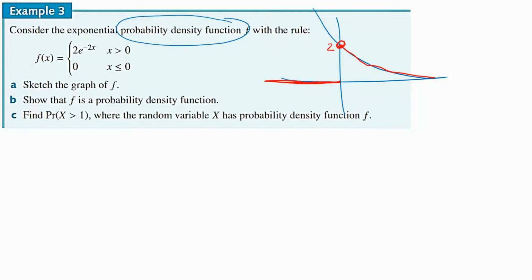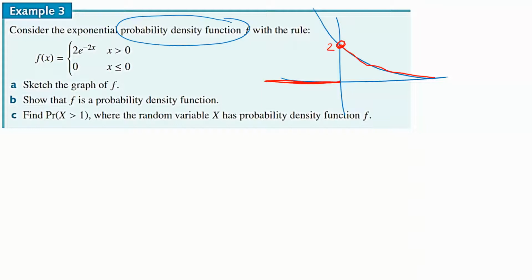And that's my graph so far. That's my hybrid graph. Okay, I've got an exponential with an asymptote at y equals 0. This is my graph. Now, the only way for this to be a probability density function, which is what they're saying here, show that f is a probability density function, is if it meets two criteria.